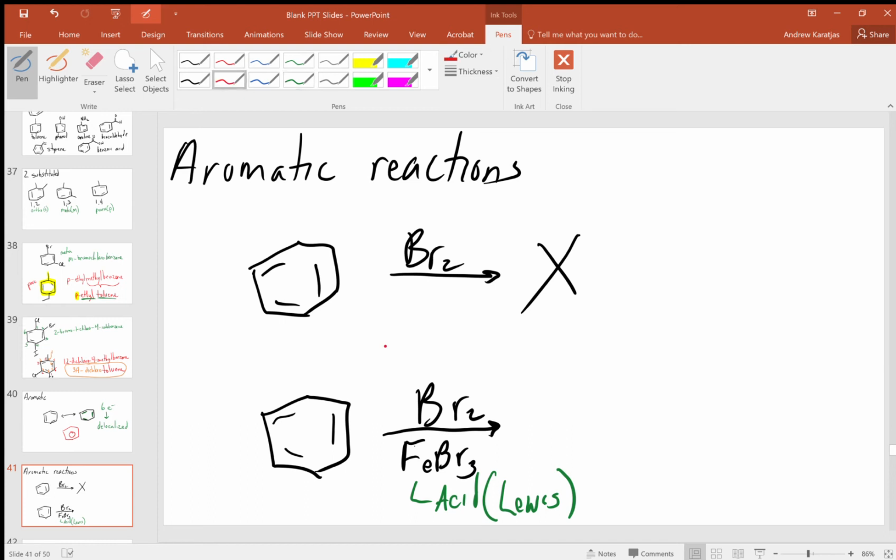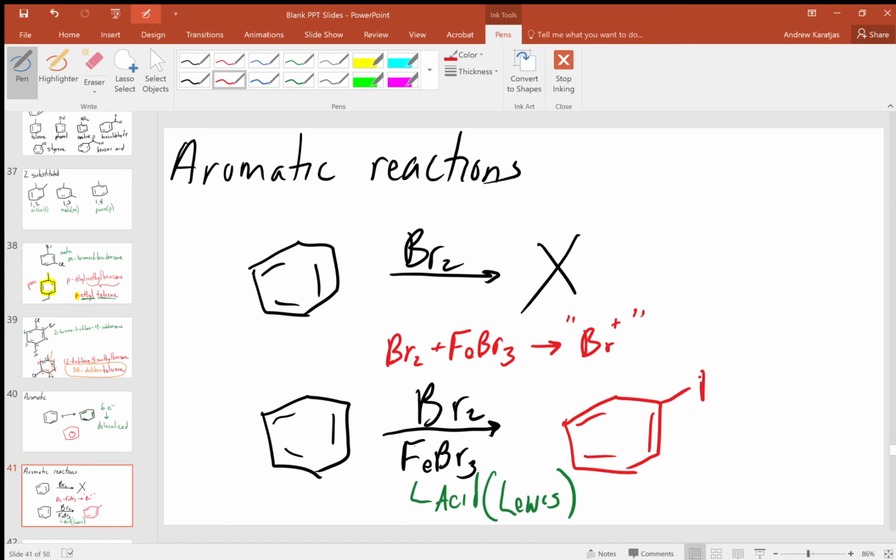But what occurs is before your aromatic ring can do anything, the bromine and the Lewis acid react, and they form an intermediate that behaves as if it's "Br+". The reason I put it in quotes is it's not actually Br+, but it acts like it is. And as a result, the aromatic ring is able to react, and one of the hydrogens on the aromatic ring gets replaced by a bromine.